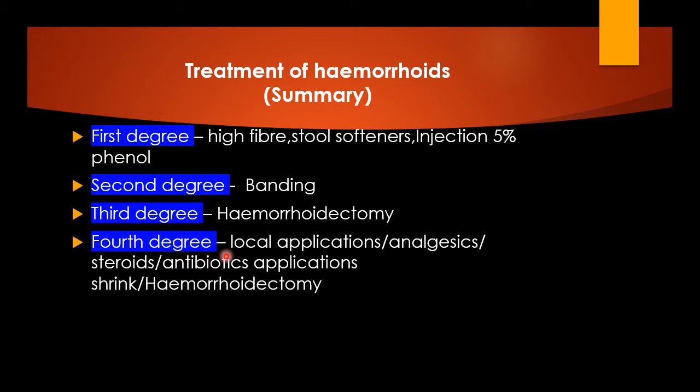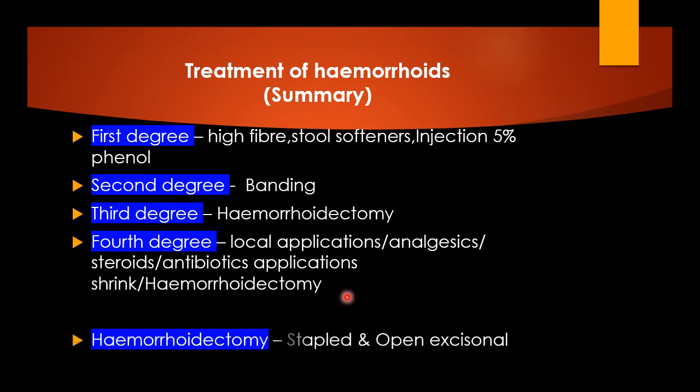And fourth degree, normally it is either thrombosed and prolapsed, so you need some form of local treatment to reduce the swelling, and this is done by the conservative treatment which I mentioned: local applications, analgesics, steroids, antibiotics, either ointment or suppository. This will shrink the hemorrhoids in a couple of days, and then the patient is subjected to stapling hemorrhoidectomy or open hemorrhoidectomy. This hemorrhoidectomy can be either stapled or open excisional, and today, the treatment of choice is stapled hemorrhoidectomy.